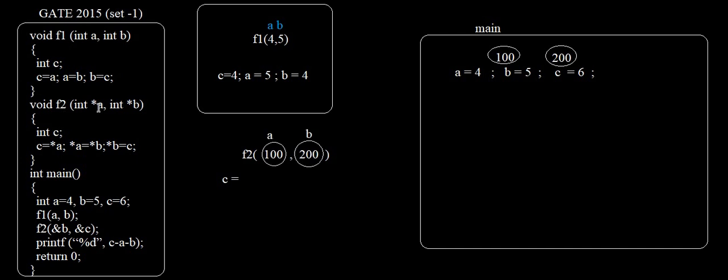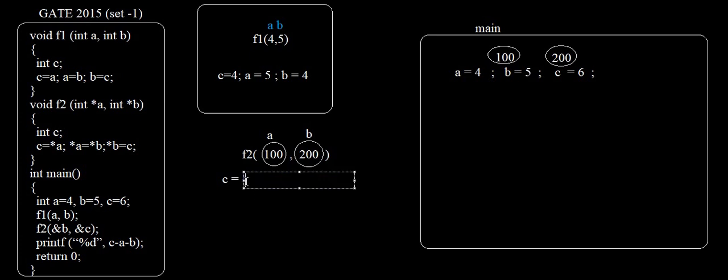Because in this function f2 we have the formal parameters star a, star b, and when you pass 100 and 200 in this function, a will automatically have 100 as a value and b will have 200 as a value. Okay, now say this star a. What is the meaning of star a? Go to a first. What is the value of a? A is 100. The 100 location is here. And fetch the value of the location 100.